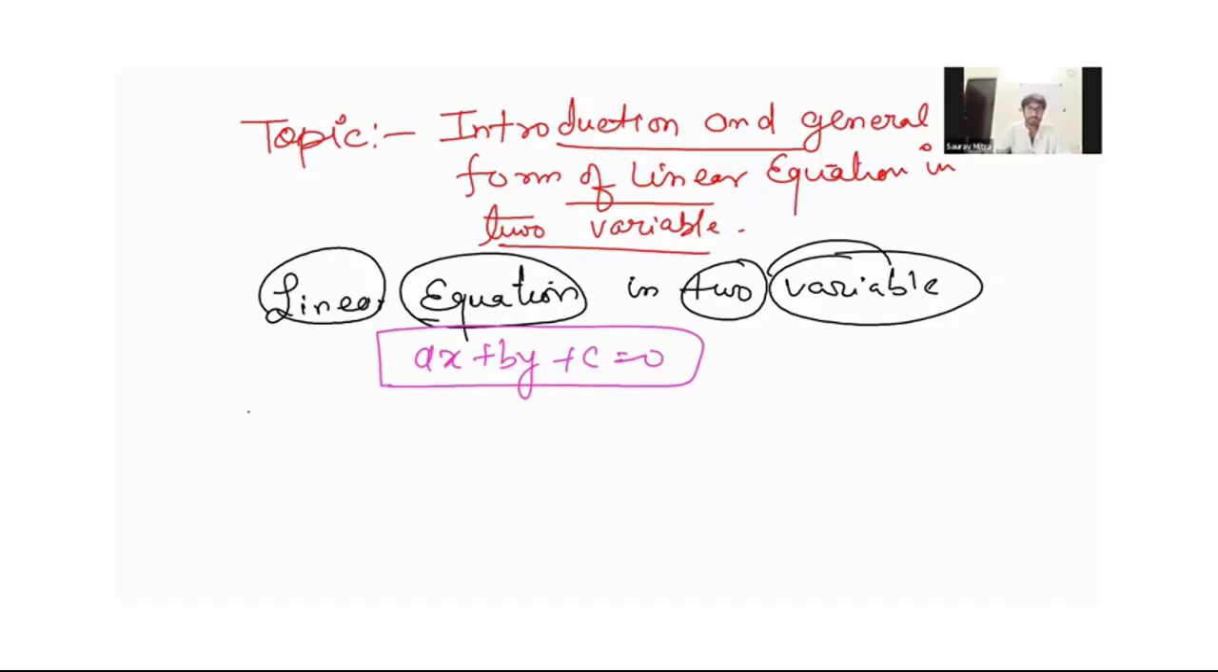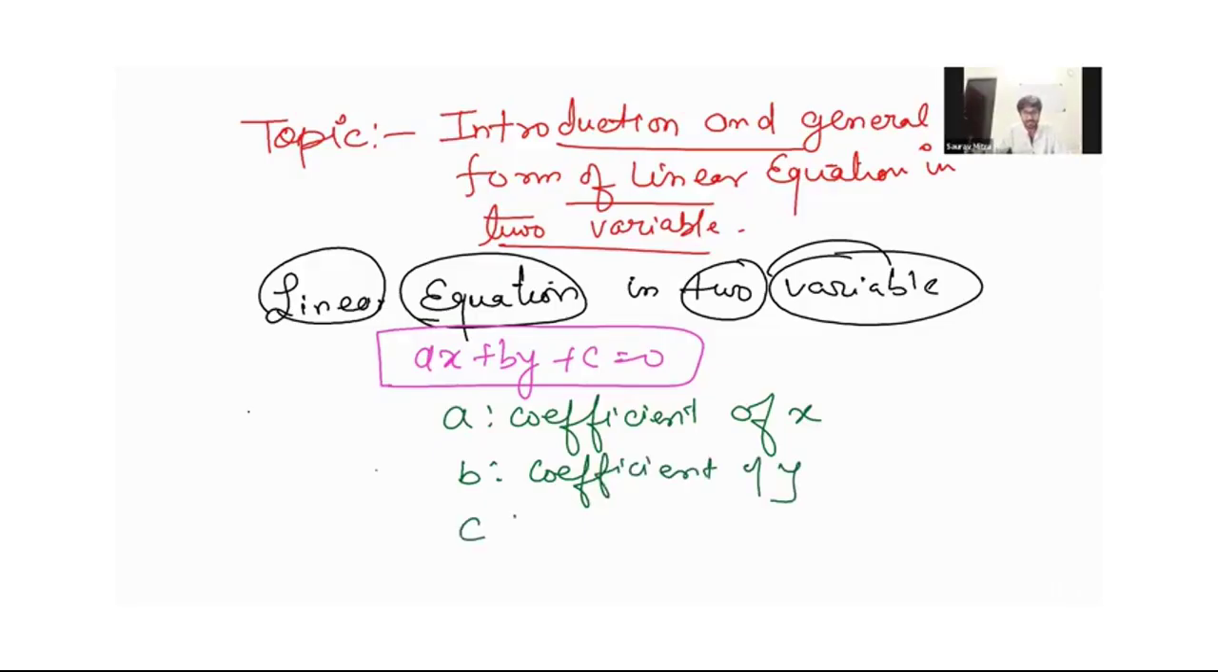So what is a, what is b, what is c? A is your coefficient of x, b is your coefficient of y, and c is your constant term. So a is the coefficient of x, b is the coefficient of y, and c is your constant term. This is what the linear equation looks like.